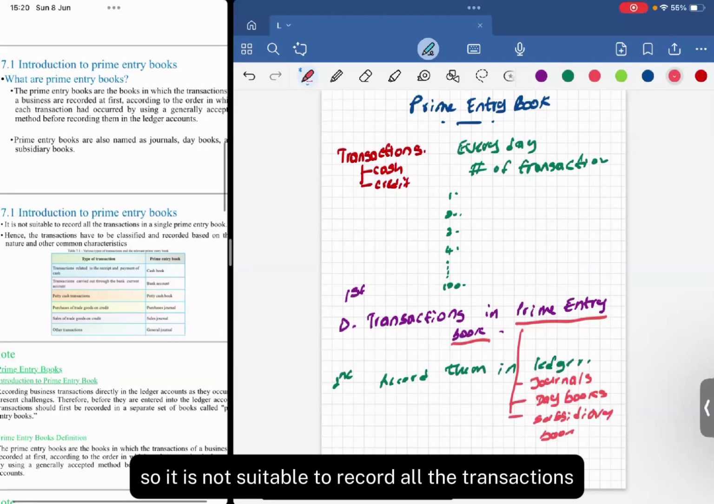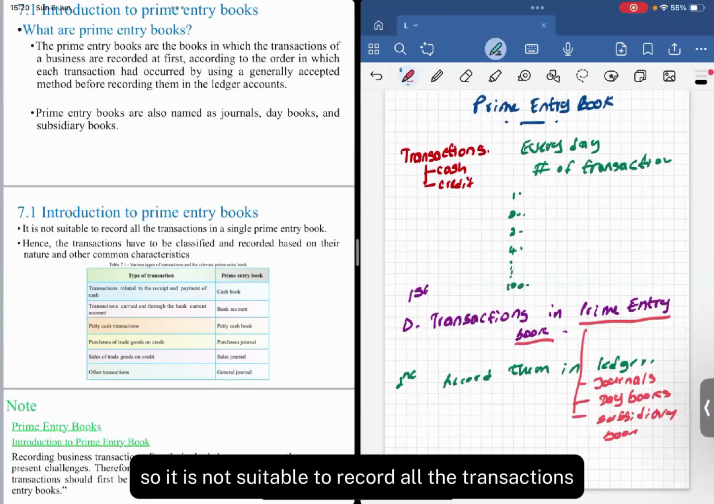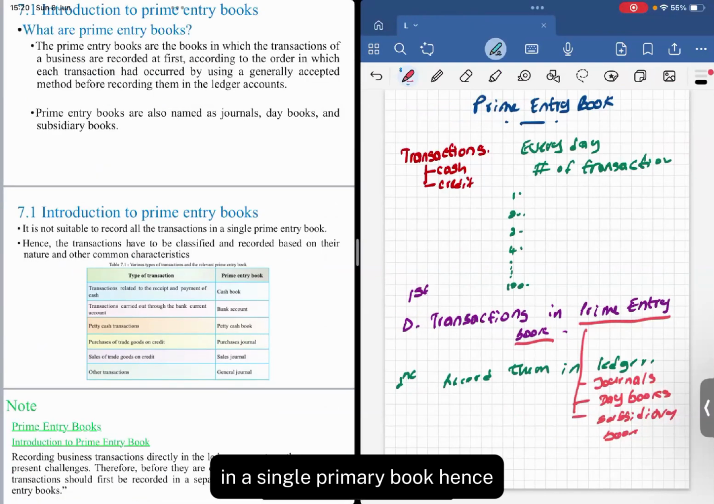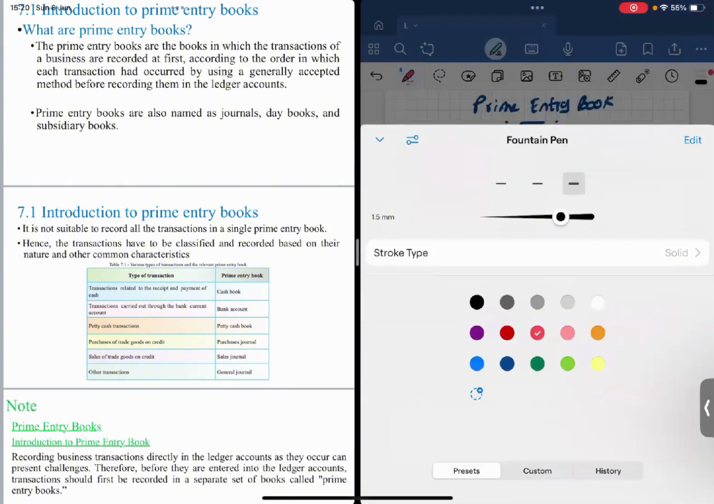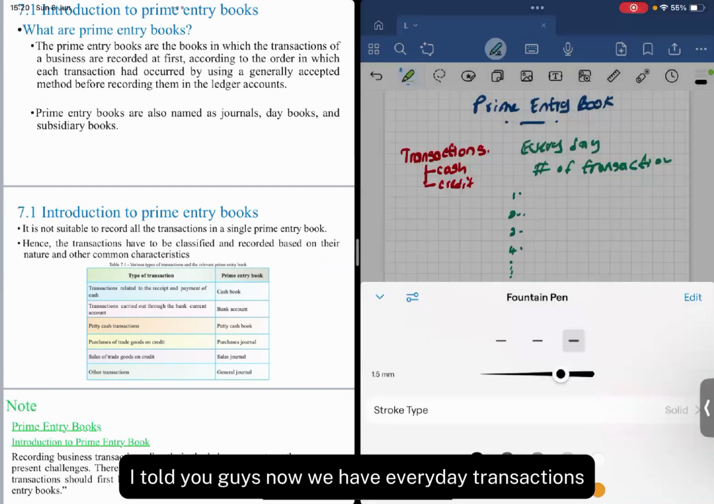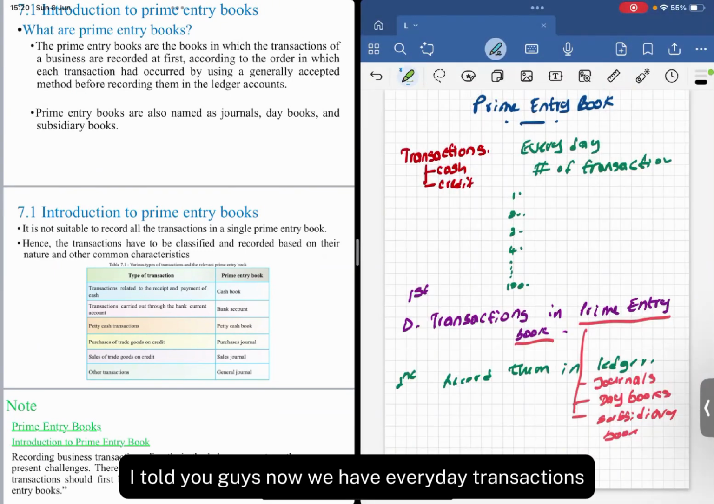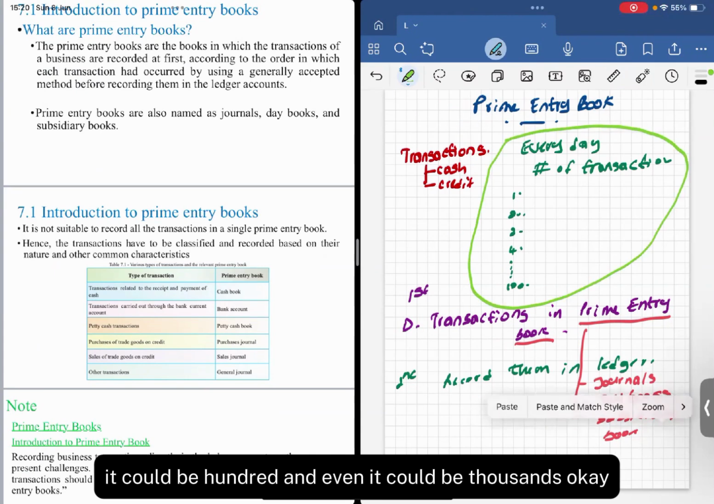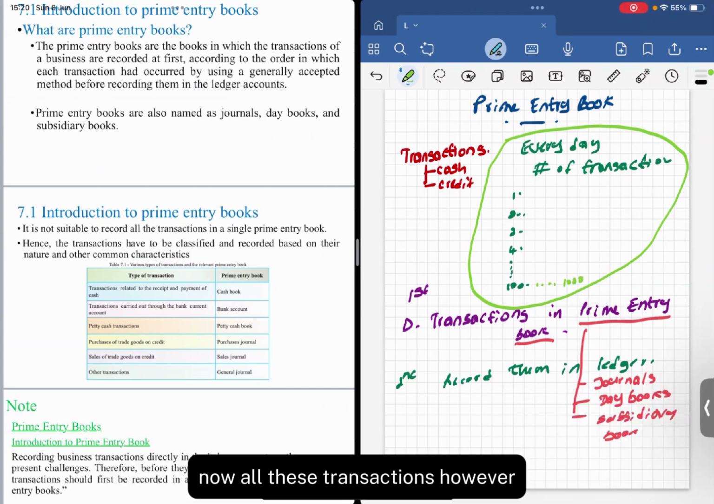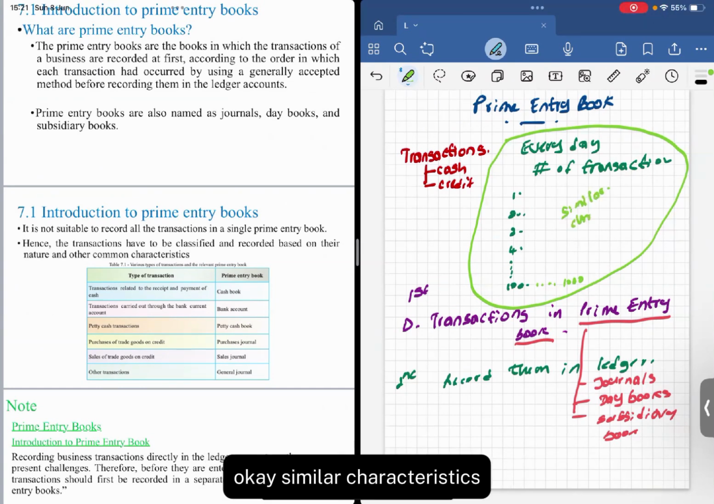It is not suitable to record all the transactions in a single prime entry book. Hence, transactions have to be classified and recorded based on their nature and common characteristics. Now, I told you, we have everyday transactions which could be hundreds and even thousands. All these transactions, however, can have similar characteristics.